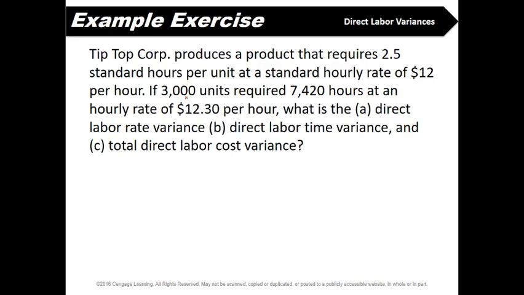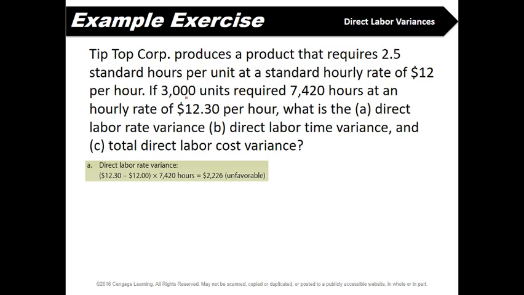So for the direct labor rate variance, we experienced $12.30 an hour. It required $12.30 an hour. We were expecting $12 an hour. So we have 30 cents multiplied by the actual hours of 7,420 for an unfavorable variance of $2,226.